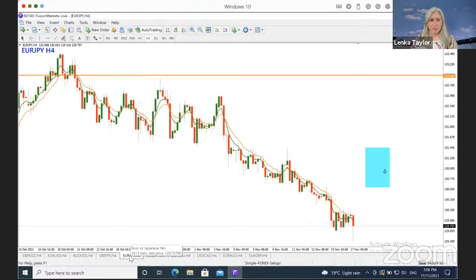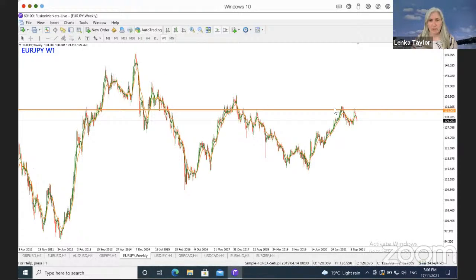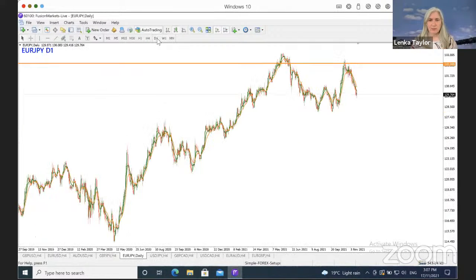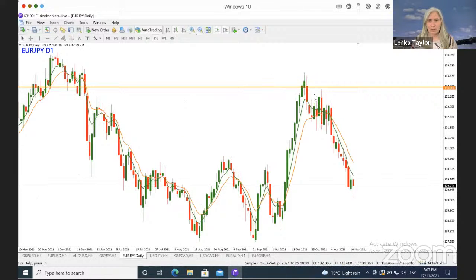Next currency pair I'm going to have a look at is EUR/JPY. EUR/JPY, I'm looking for a short. So on the weekly, we had the price at the highs at that 1.133 resistance. So on the daily, we had the price fall from there.